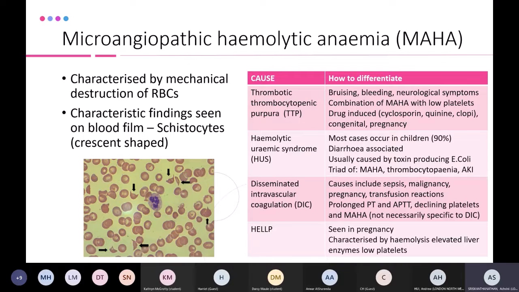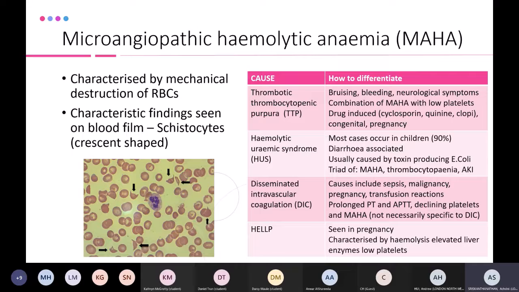The other one is your disseminated intravascular coagulopathy, which is linked to sepsis or malignancy, can also be seen in pregnancy or any sort of transfusion reactions. And on blood tests, you'll see this prolonged PT and APTT, as well as low platelets and a MAHA picture. But the MAHA is not specific to your disseminated intravascular coagulation when you look at the blood films. So it's just kind of linking it with the other things that go in the clinical picture.